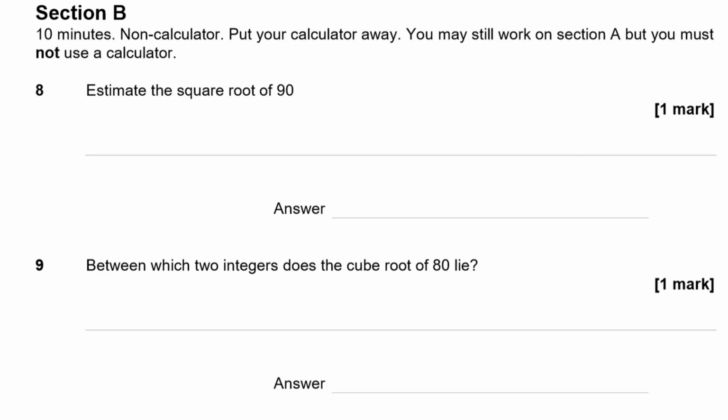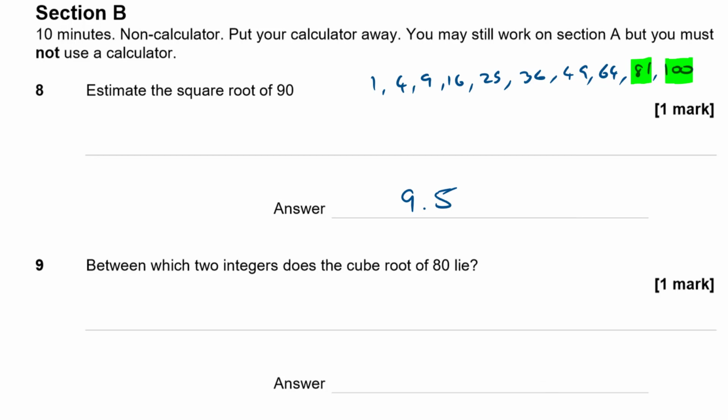Okay, so if you know your square numbers, they go 1, 2 squared is 4, 3 squared is 9, 16, 25, 36, 49, 8 squared is 64, 9 squared is 81, and 10 squared is 100. So they're all my square numbers up to 100. So the square root of 90 lies between 81 and 100. So the square root of 81 is 9, and the square root of 100 is 10. So the square root of 90 is going to be somewhere between 9 and 10. So I'm going to estimate it to be halfway, 9.5.